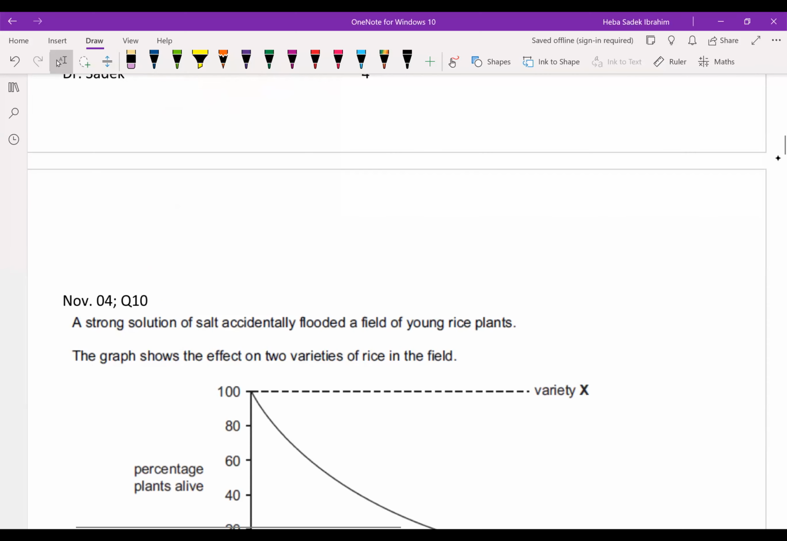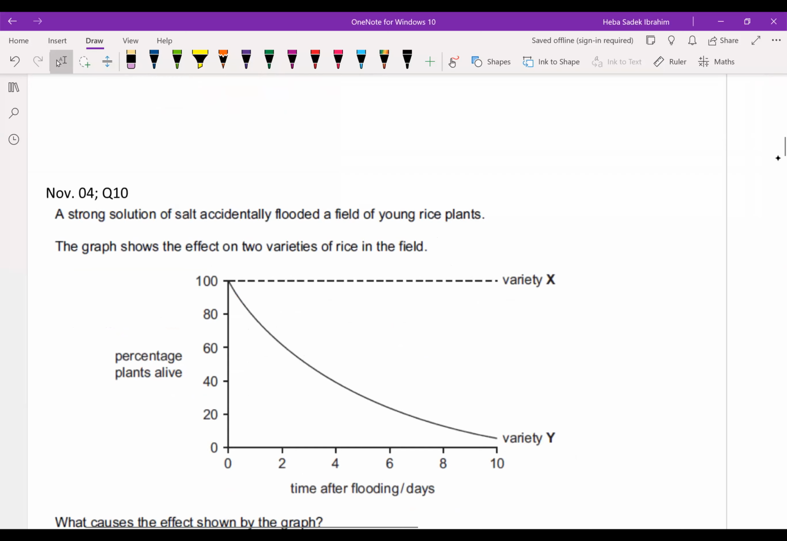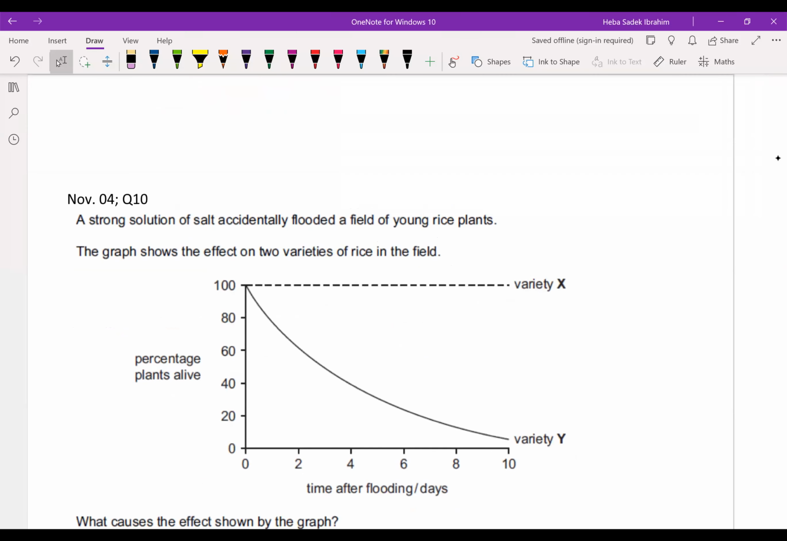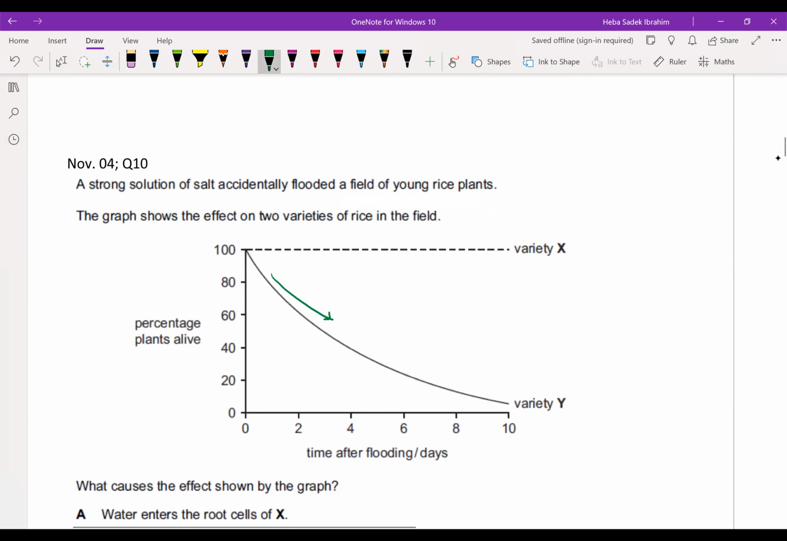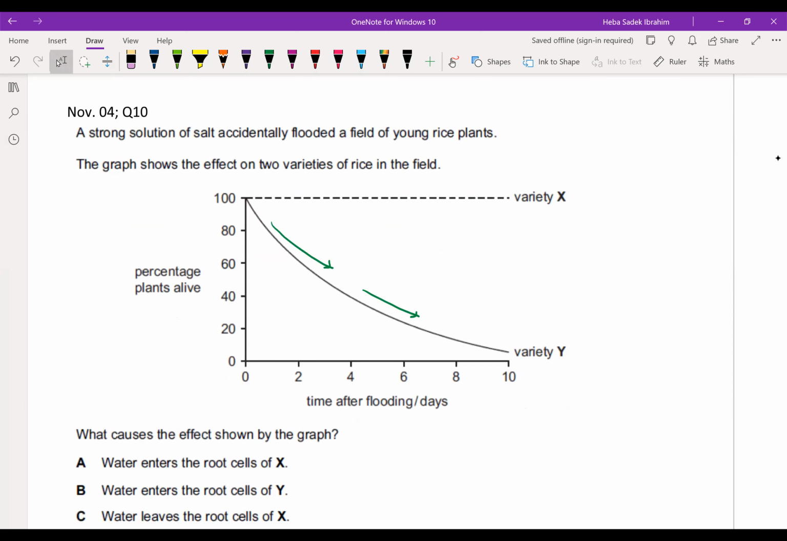طيب this is one of those interesting questions where you need to do some critical thinking. بيقول لحضرتك هنا والله احنا الفيلد بتاعتنا was flooded by seawater. Salty water جت غرقت الفيلد بتاعتنا. What's going to happen to our plants؟ فقال لحضرتك والله in spite of ان الفيلد was soaked in the salty solution إلا إن variety X ما تأثرتش. يعني plant X زي ما هي. لكن plant Y along the 10-day period the numbers of plant Y اللي موجودة have died out. يبقى percentage of the plants alive بقى minimal.